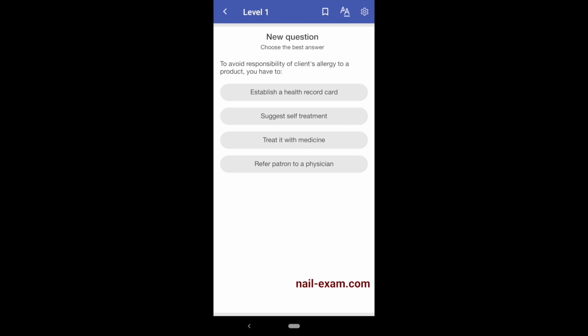To avoid responsibility for a client's allergy to a product, you have to: A. Establish a health record card. B. Suggest self-treatment. C. Treat it with medicine. D. Refer patron to a physician. The answer is A.